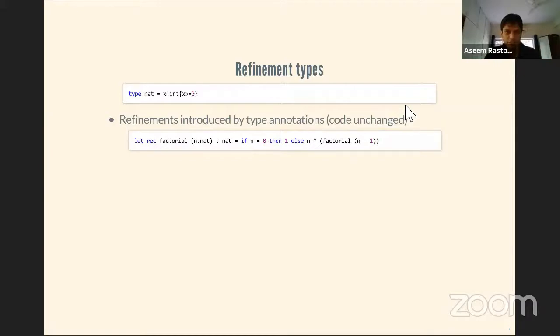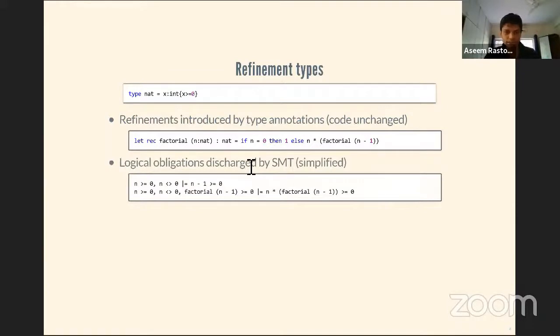So you can see that the body of the factorial function here remains unchanged, but we can give it refinement type as n:nat, and it also returns a nat. So here, the second colon nat is actually saying that this is the return type of the function. And what F* does is it computes logical obligations, and they are discharged by SMT automatically. So anytime F* is going to check that a value has a refinement type, it's going to check that the value satisfies the formula written in the refinement type.